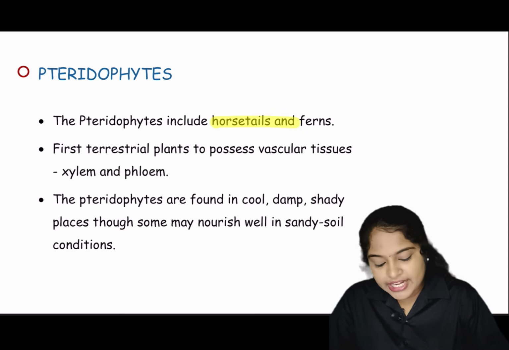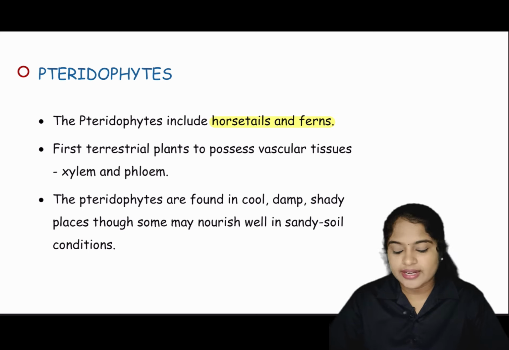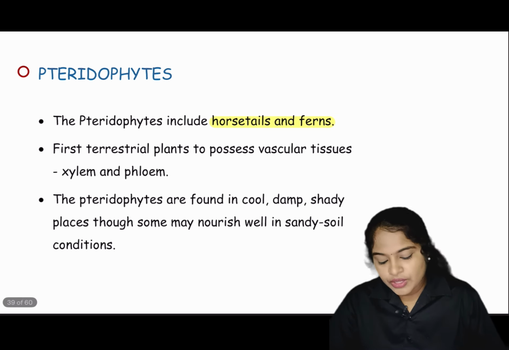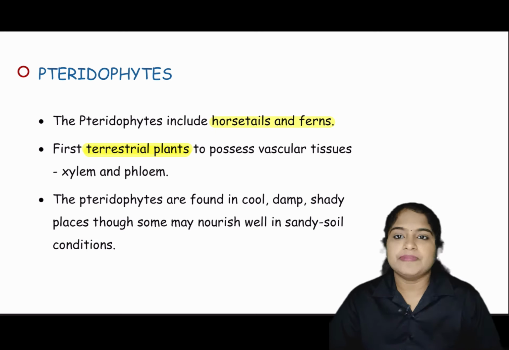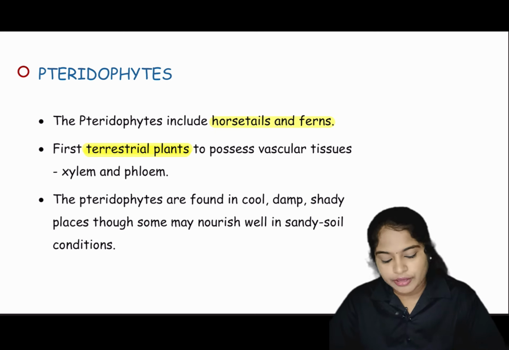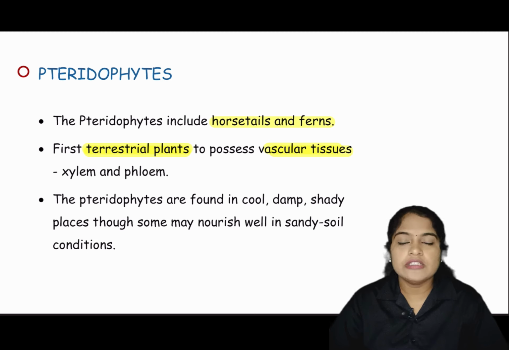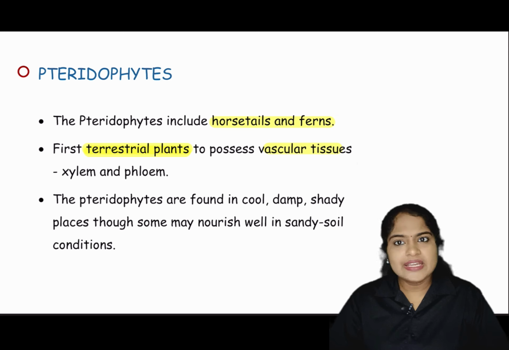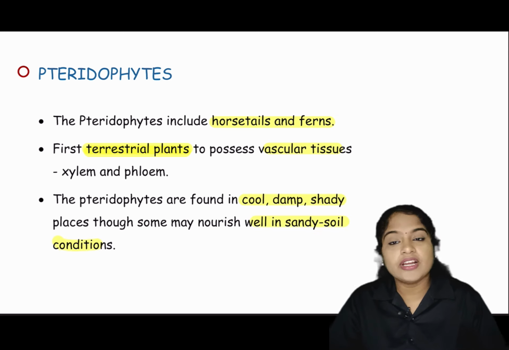The next division in the plant kingdom is Pteridophyta. This Pteridophyta includes horsetails and ferns. So ferns are mainly included under the Pteridophyta division. They are terrestrial plants and they are the first vascular plants, which contain xylem and phloem. So they are the first vascular group in the plant kingdom which contains xylem and phloem. The pteridophytes are mainly found in cool, damp and shady places, but some of them will flourish well in sandy soil conditions also.